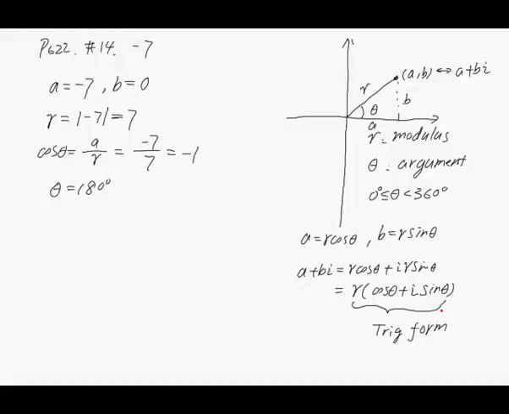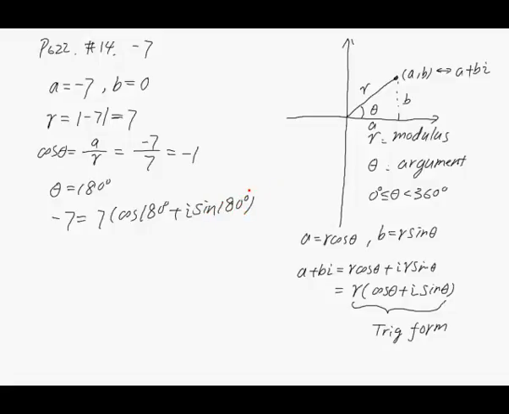Okay, so now after we get the trigonometric form of a complex number, then we can do this problem. Okay, continue to do this problem. So we already found the modulus R, and we also found this argument. Then this negative 7 is equal to R times cosine of this argument, 180 degrees, plus I times sine 180 degrees.